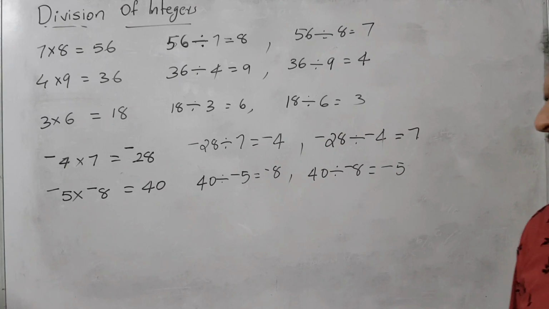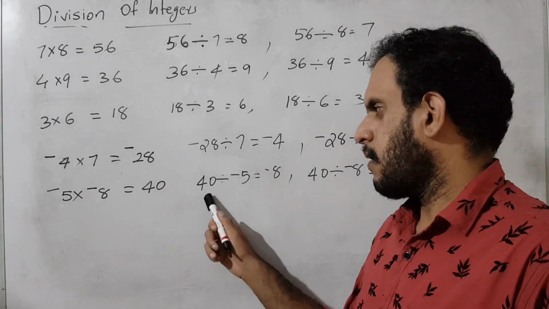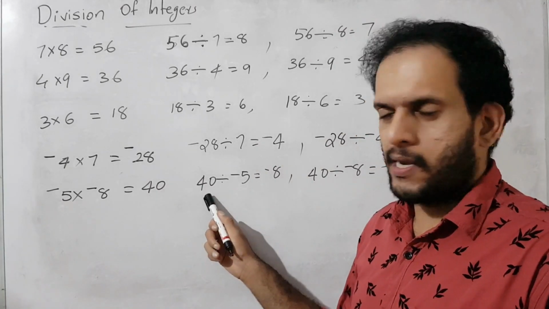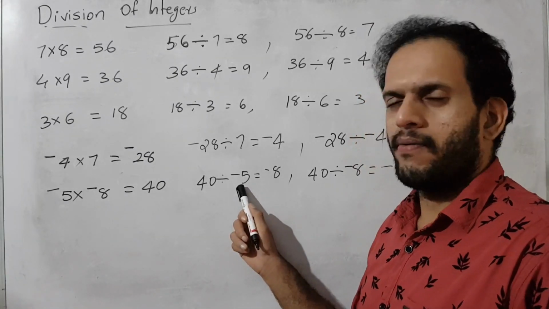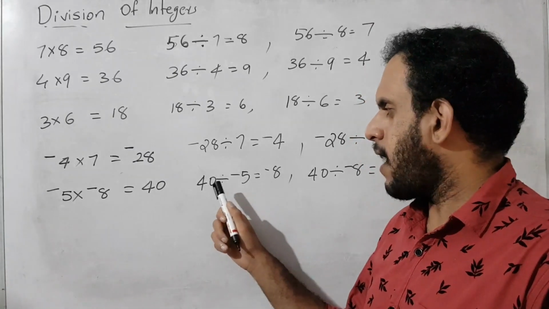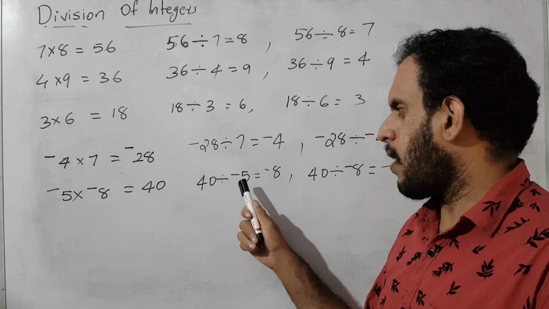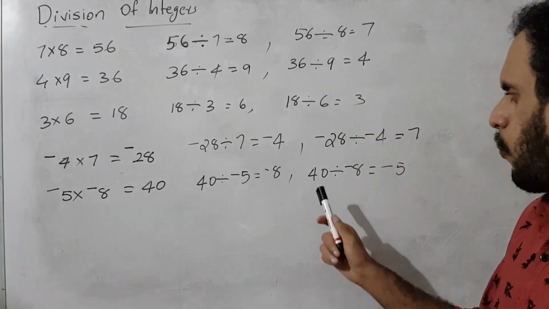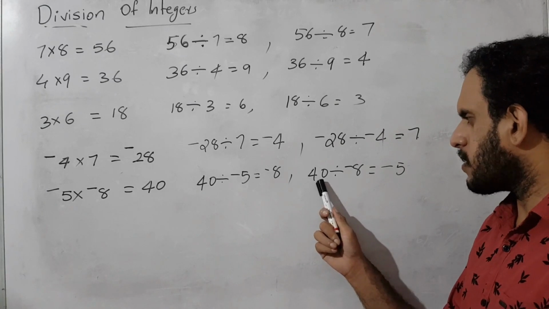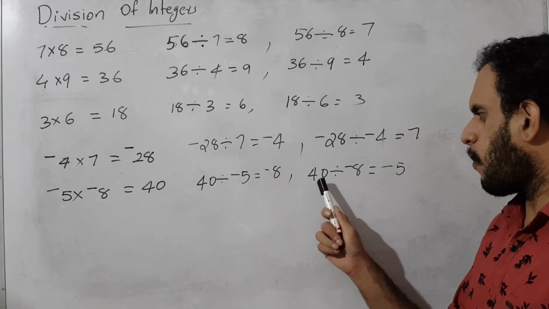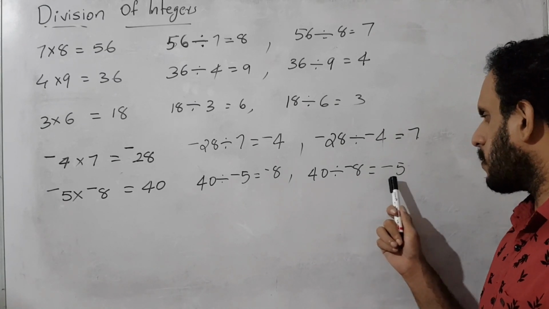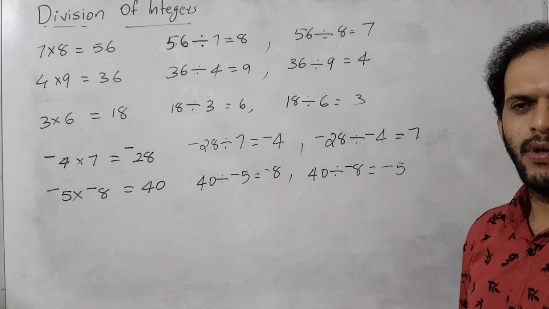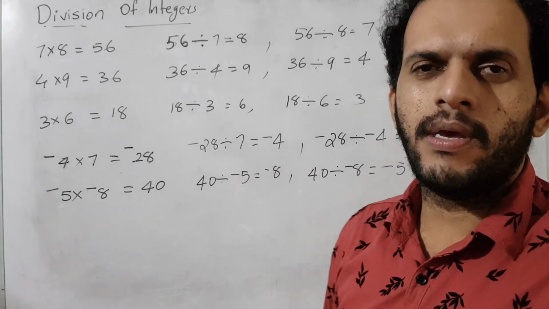Clear? Then the second example, 40. 40 is positive and minus 5 is negative. We are dividing one positive and one negative. What is the answer? The answer is negative. We are dividing one positive and one negative, correct? What is the answer? The answer is negative. So what do we conclude here?